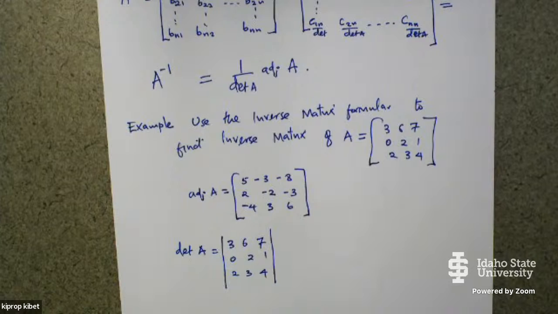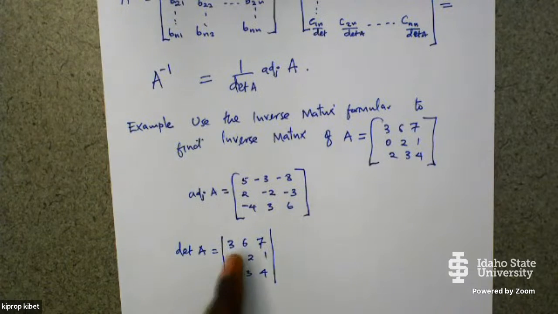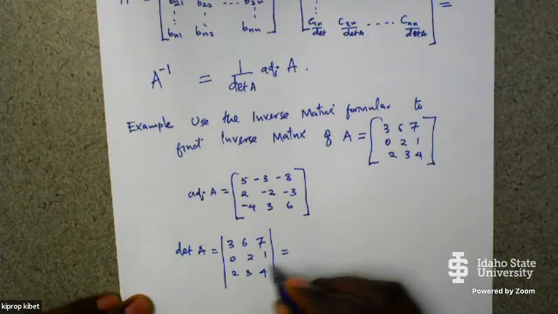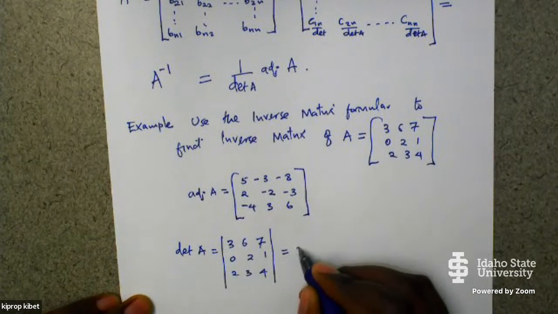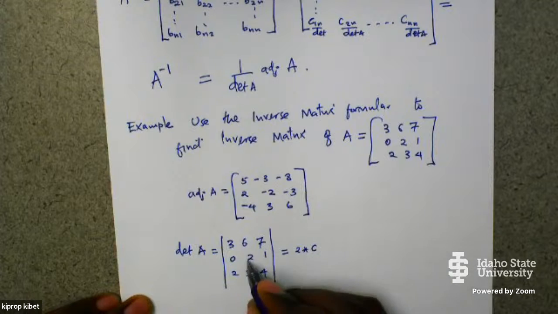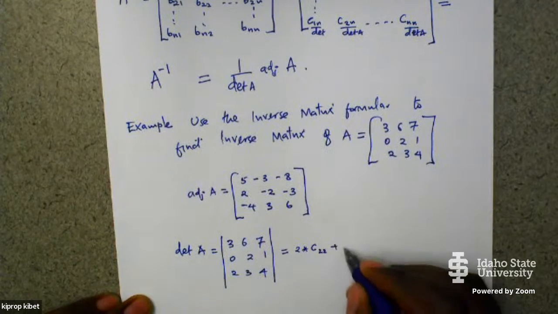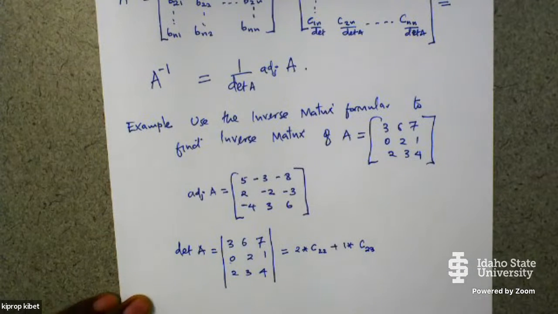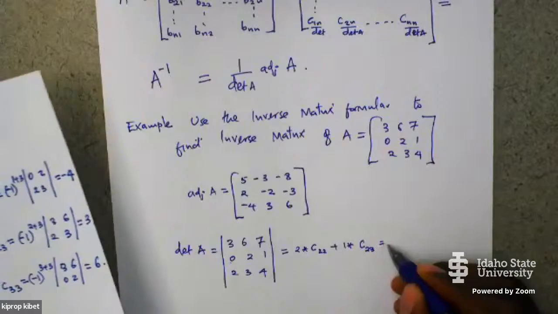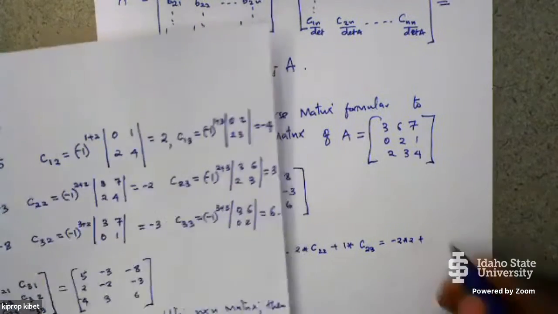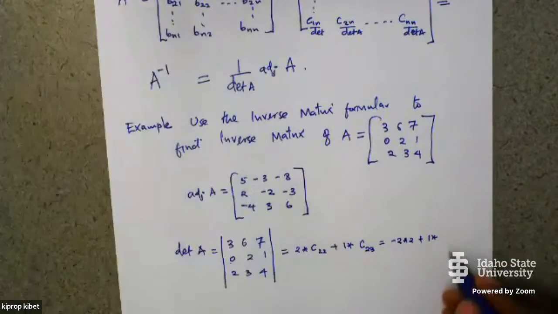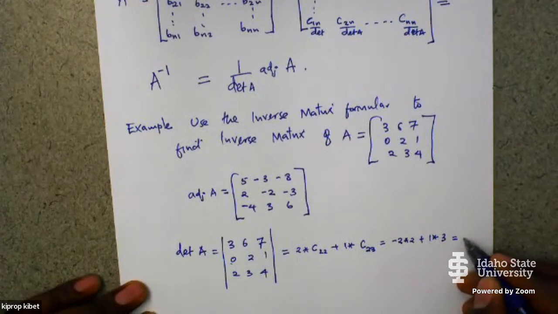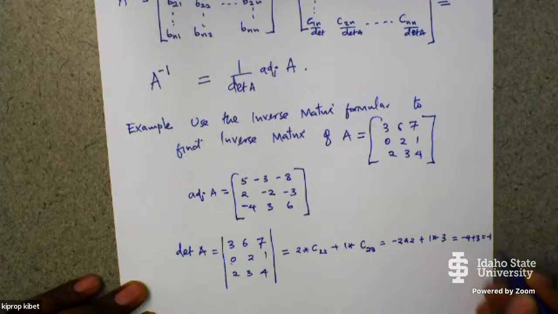We already have the cofactors that we solved, so we just use them. You can use the second row here. The first term is 0. The next one is 2 multiplied by C22, plus 1 multiplied by C23, where we delete the second row and third column. C22 is equal to -2, multiplied by 2, plus 1 multiplied by C23, which we found as 3. This is equal to -4 plus 3, which gives us -1.